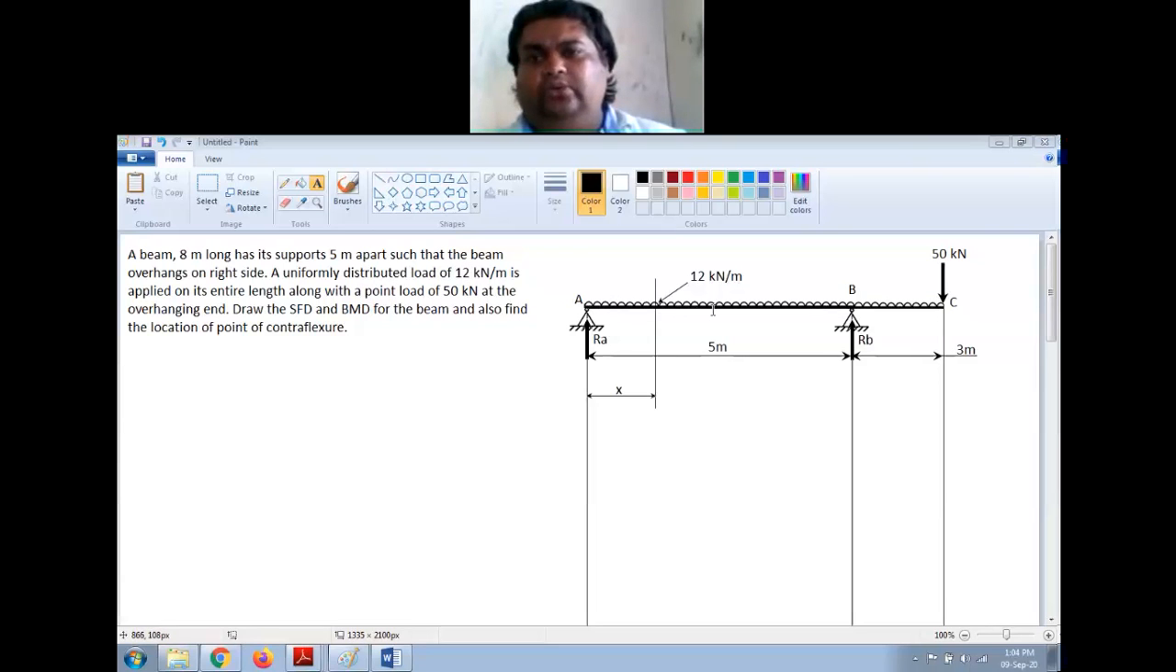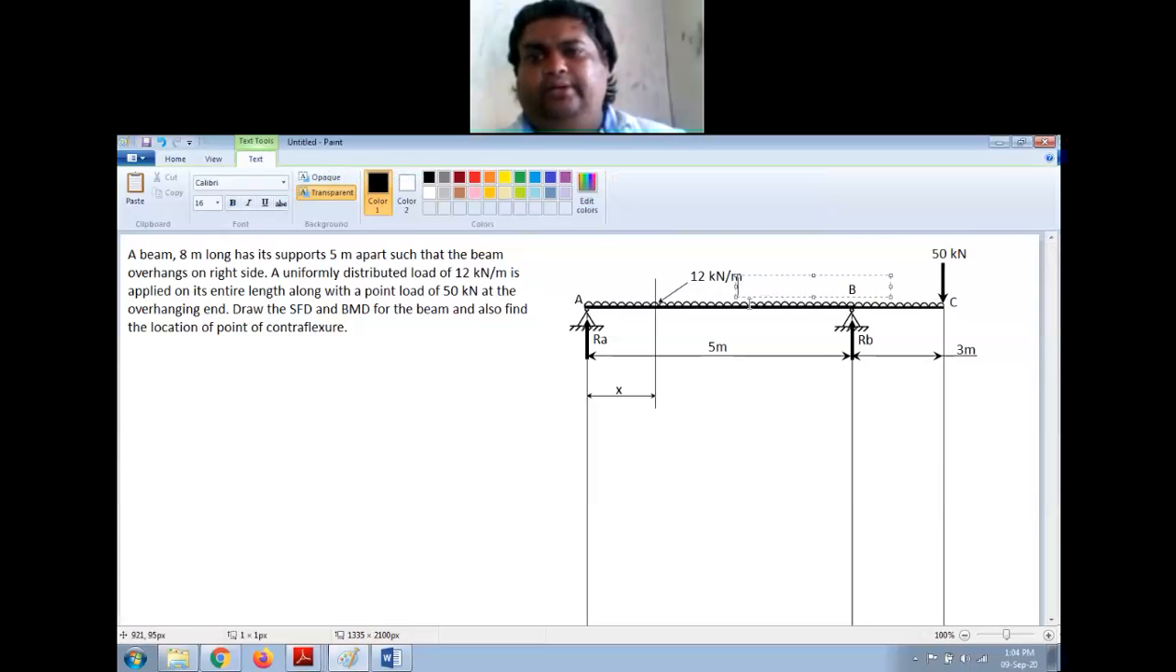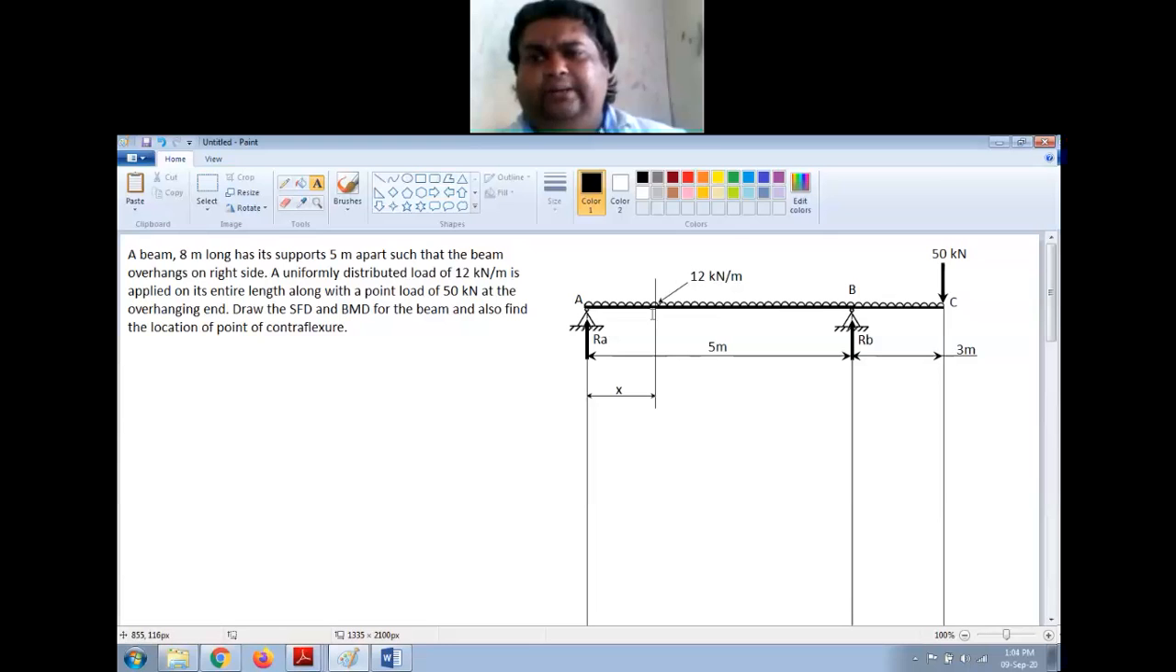So I have shown a UDL here of 12 kilonewton per meter for the complete length, and also there is a point load of 50 kilonewton at the overhanging end. This is the overhanging end. Draw the SFD and BMD for this and also find the point of contraflexure. We'll try to understand what is point of contraflexure a little later. First, let us try to solve.